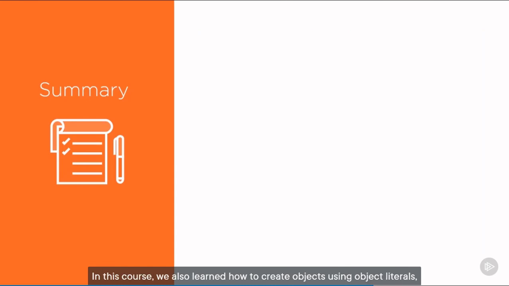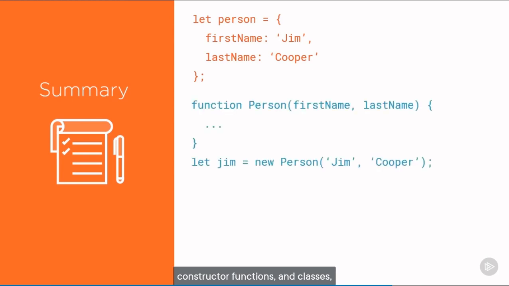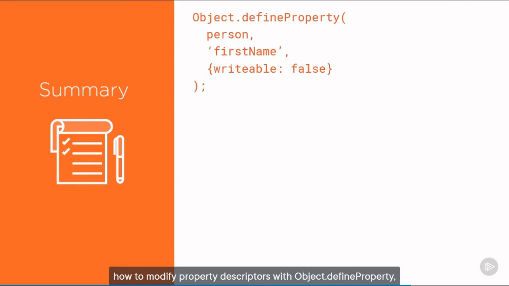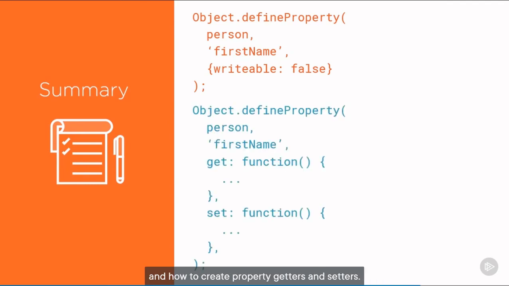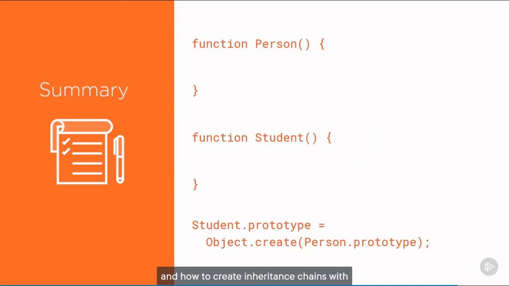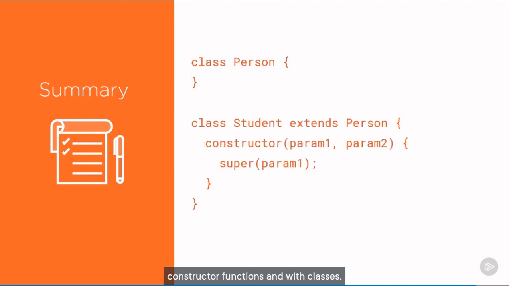In this course, we also learned how to create objects using object literals, constructor functions, and classes, how to modify property descriptors with Object.defineProperty, and how to create property getters and setters. We took a deep look into what prototypes are and how they affect inheritance behind the scenes, and how to create inheritance chains with constructor functions and with classes.